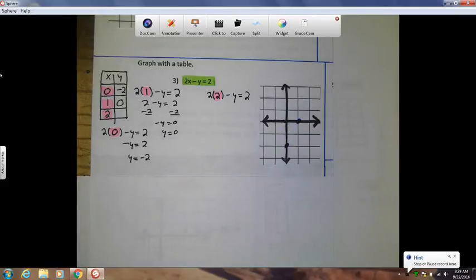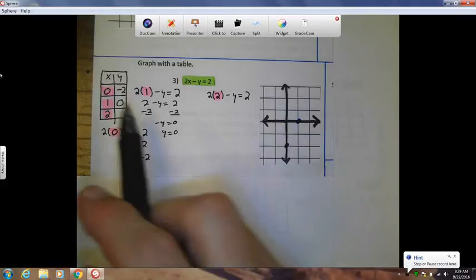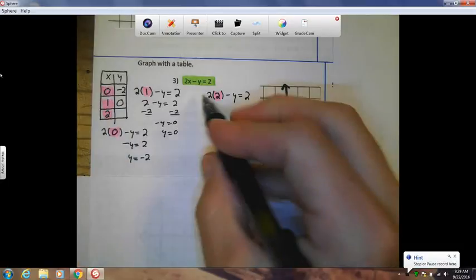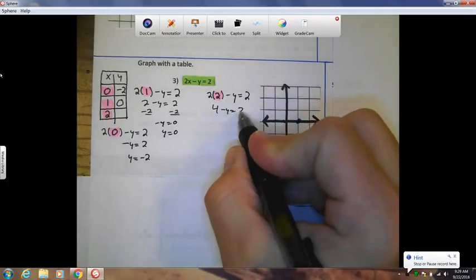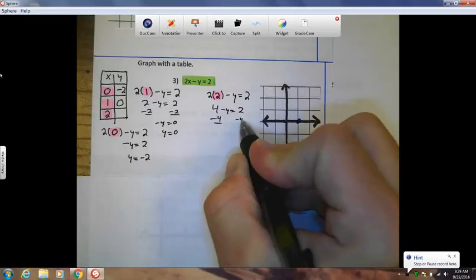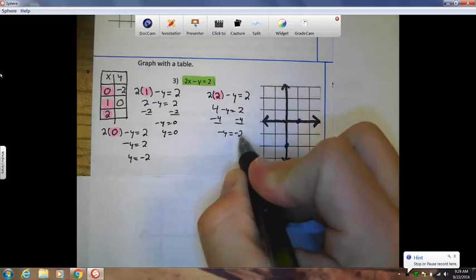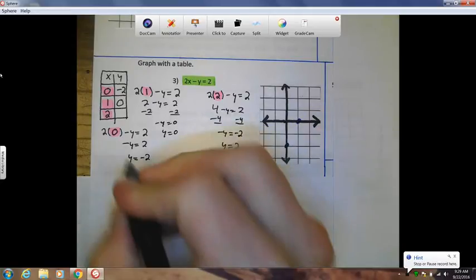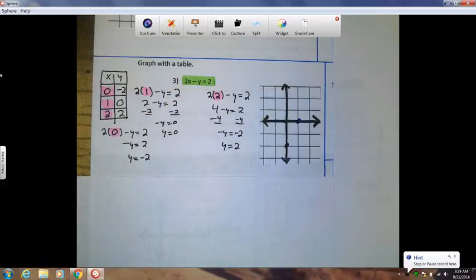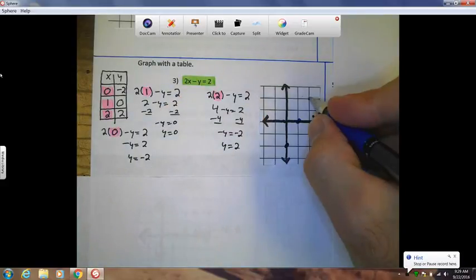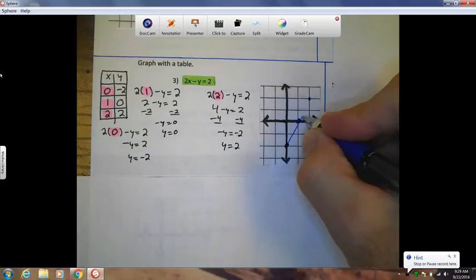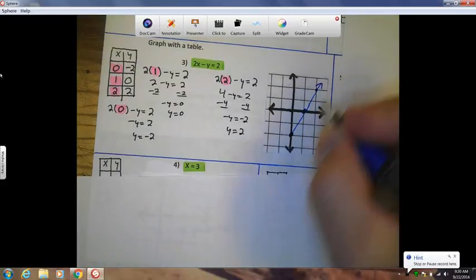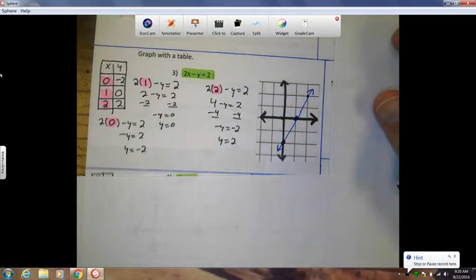So then 4 minus y is equal to 2. Minus y is equal to negative 2. Y is equal to 2. So there's my graph. I have my 3 points. I chose my 3 values for x, and I plugged in the numbers.